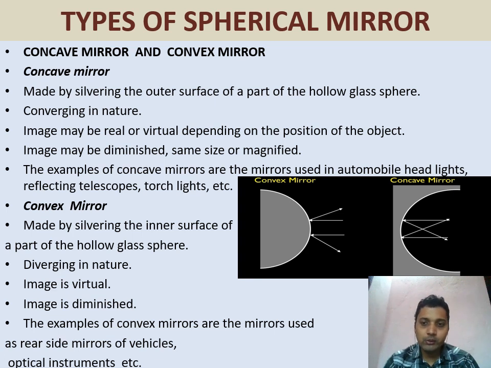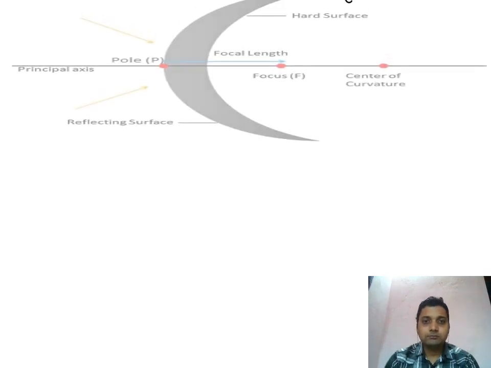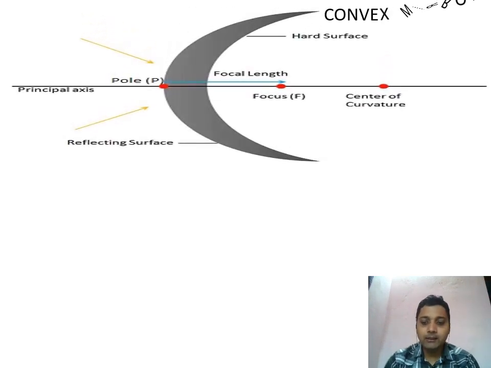Virtual means there is no actual intersection point between them. Later on I will discuss in detail about real and virtual images. It forms always a diminished image, meaning a smaller image, and it is used in the rear view mirrors of vehicles and some optical instruments.